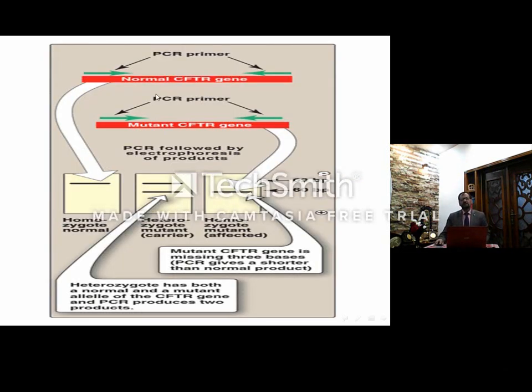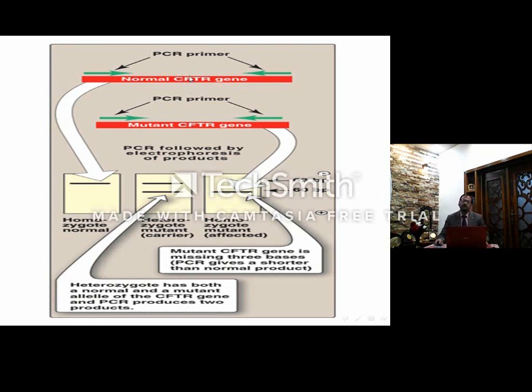Now, let's suppose that this is the normal CFTR gene, and this is the abnormal or the mutant CFTR gene. As you can see there, this is shorter than the original one. There is loss here, right? So the mutant CFTR gene is shorter than the normal CFTR gene in cases of cystic fibrosis.